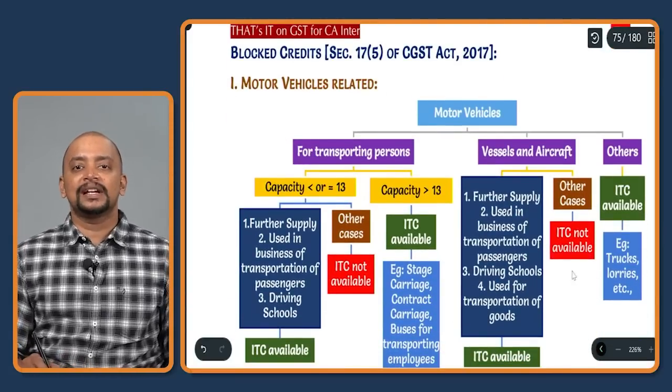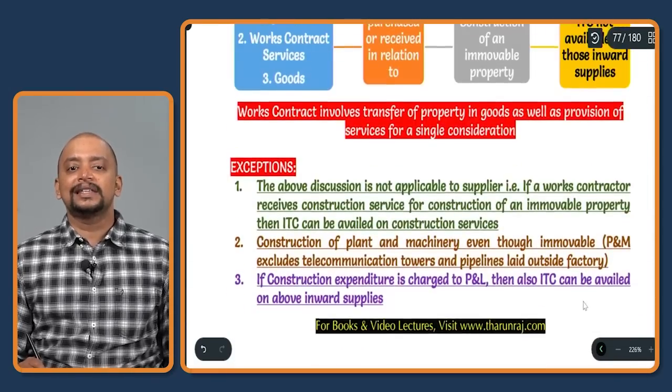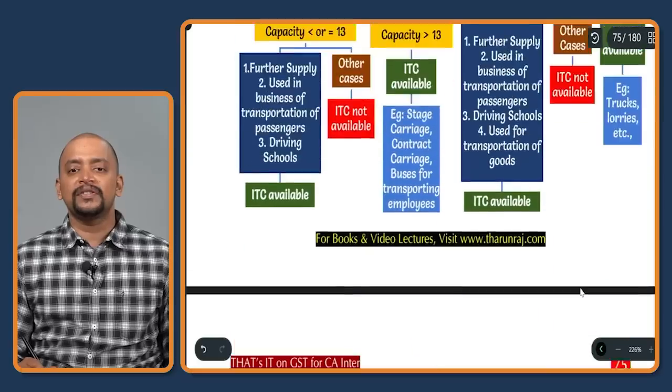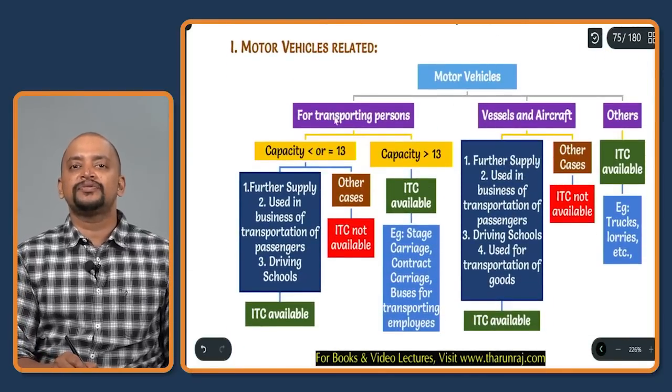In that, motor vehicle, total block credits are divided into 3: motor vehicle related block credits, construction related block credits and other block credits. In motor vehicle related block credits, you are purchasing a motor vehicle. That motor vehicle is used for transportation of persons and the capacity does not exceed 13. It is a block credit.